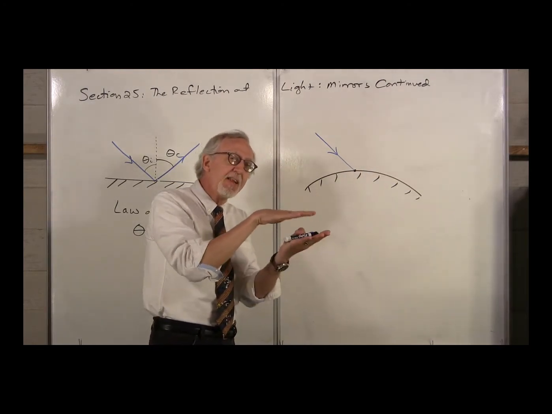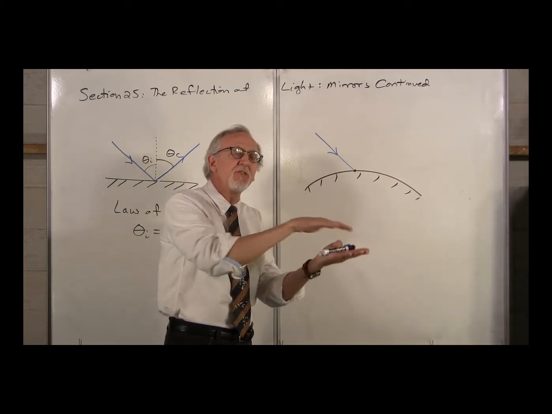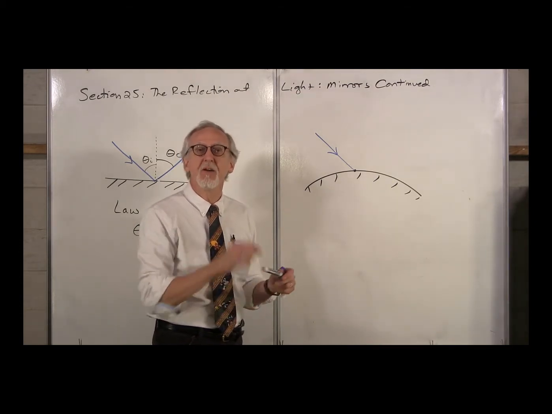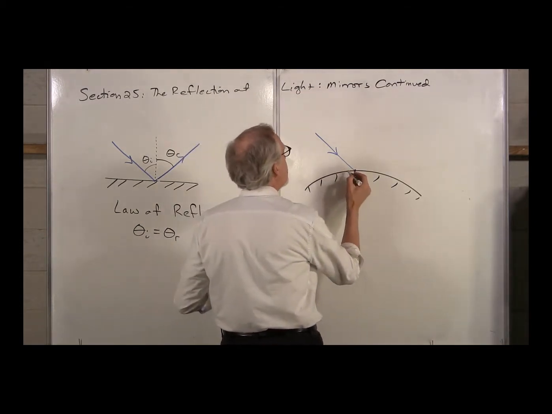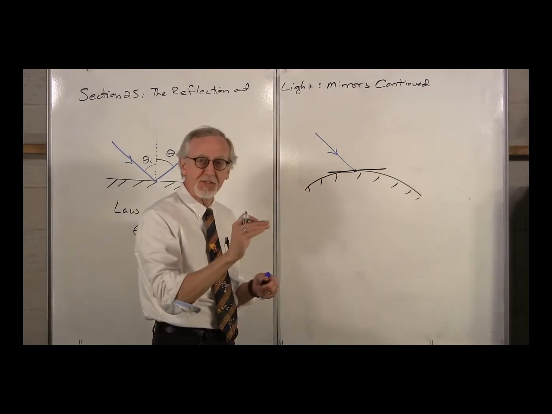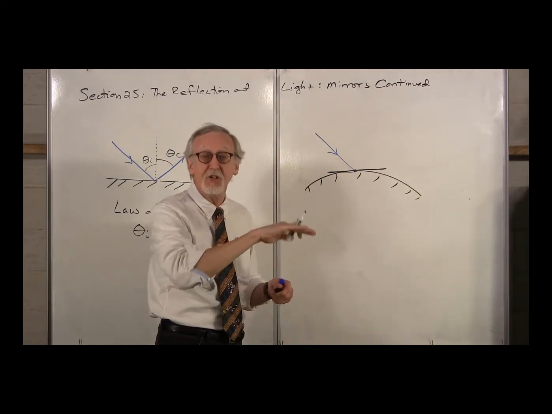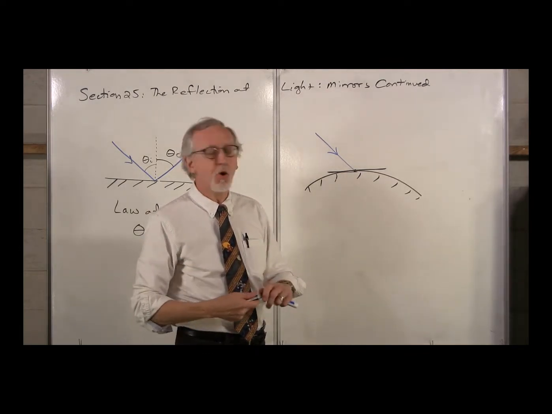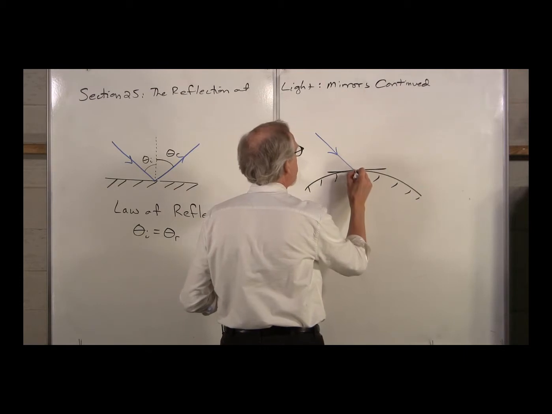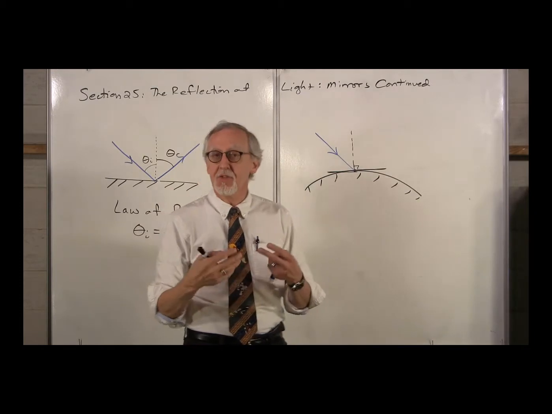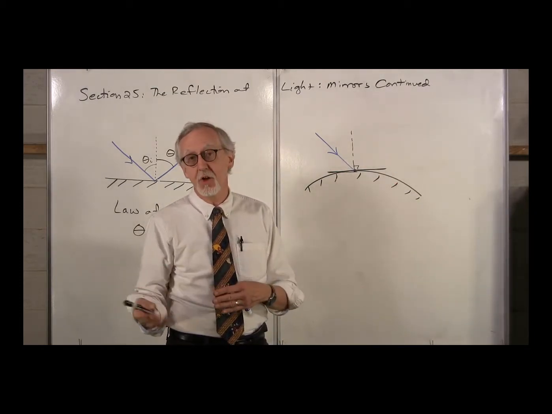In other words, a flat line that kind of just matches that curved surface right in the neighborhood of that point where the ray is touching it. So I draw a tangent line to the surface right at that point, something like that, just tangent to the curved surface of the mirror. Then, once we have a tangent line, we can define a normal line, a line that is perpendicular to that tangent line, and there we have the normal line that we can use to apply the law of reflection.